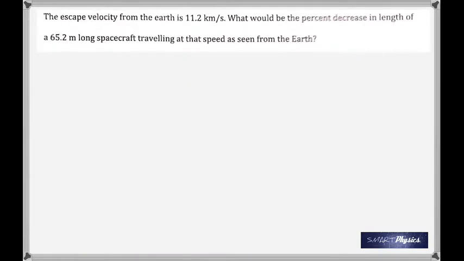In this question, the escape velocity from the Earth is 11.2 kilometer per second, which is considerably less than the velocity of light, and so when you're asked to find the percent decrease in the length of a 65.2 meter long spacecraft, the percent decrease is going to be really, really small, because when compared to the speed of light, 11.2 kilometer per second is negligible. So let's calculate that, keeping that in mind. Velocity is far less than the velocity of light. And that's the formula for length contraction.